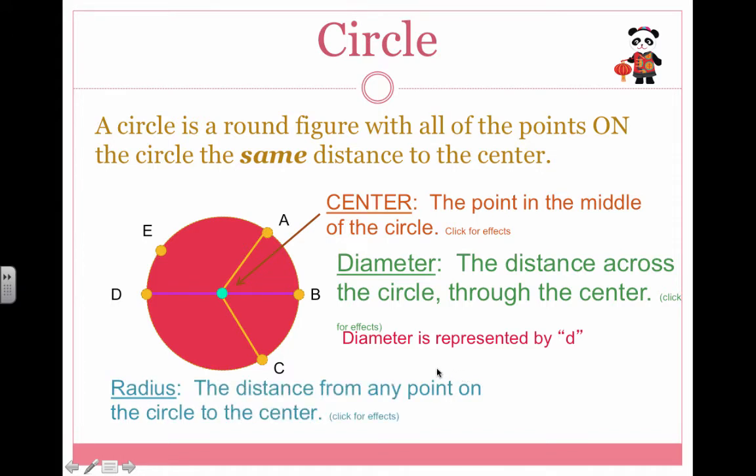The radius is the distance from any point on the circle to the center. So from here to the center is a radius. From B to the center is a radius. From C to the center is a radius. From D to the center is a radius. And from E to the center is a radius. And radius is represented by R.